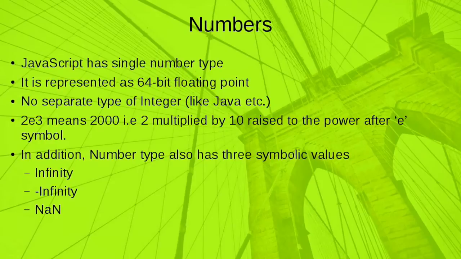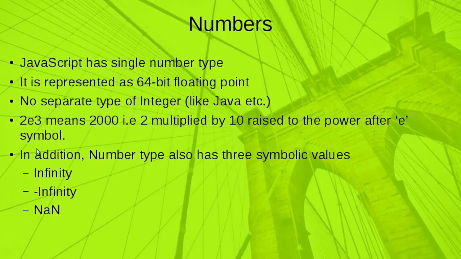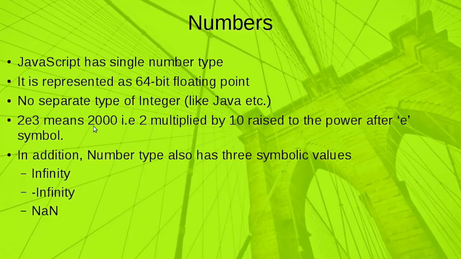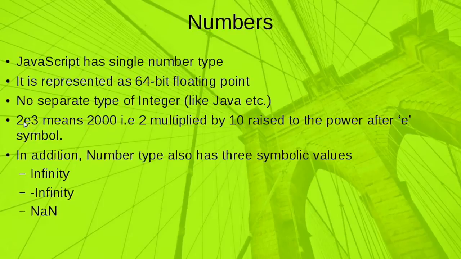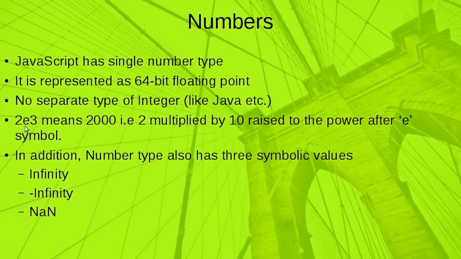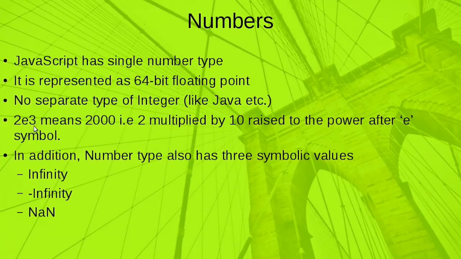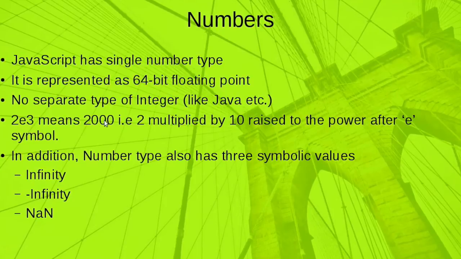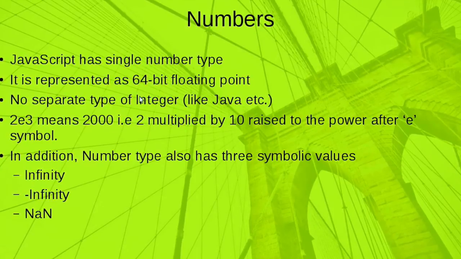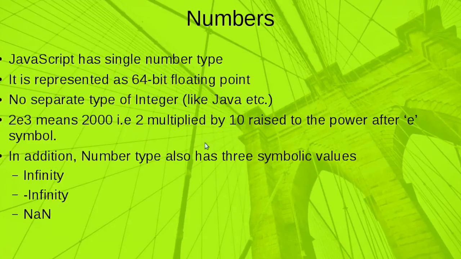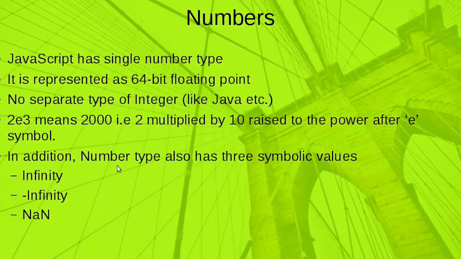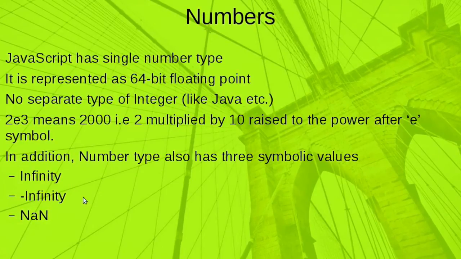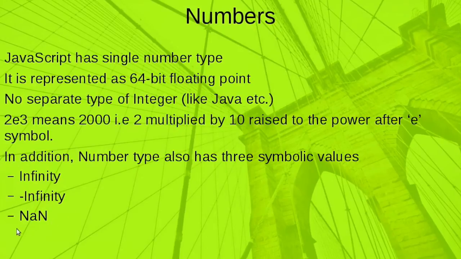Numbers can also have exponential parts. So if you write 2e3, it means 2000: the part before the e is multiplied by 10 raised to the power of the part after e. So 2 multiplied by 10 to the power 3 is equal to 2000. That is how exponential numbers are represented in JavaScript. In addition to that, JavaScript also offers three symbolic numeric values. That is Infinity, -Infinity, and NaN, not a number.